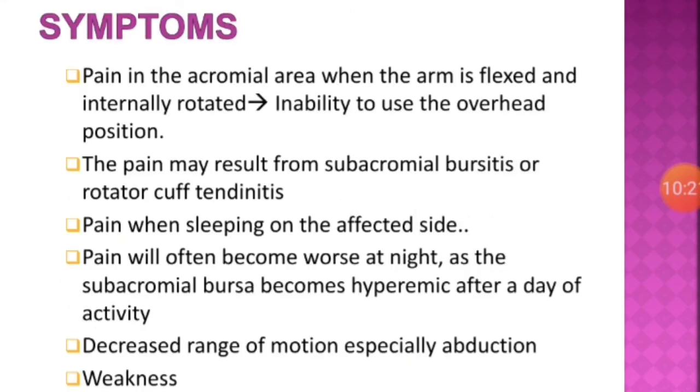The symptoms of impingement may be pain in the acromial area when the arm is flexed and internally rotated. Initially, on using the overhead position, the pain may result from subacromial bursitis or rotator cuff tendinitis. Pain when sleeping on the affected side. The pain often worsens at night as the subacromial bursa becomes hyperemic after a day of activity. Decreased range of motion, especially abduction, and weakness of the rotator cuff muscles or the shoulder muscles.